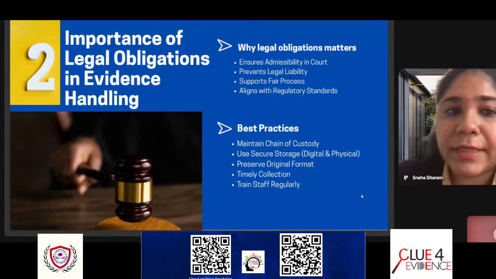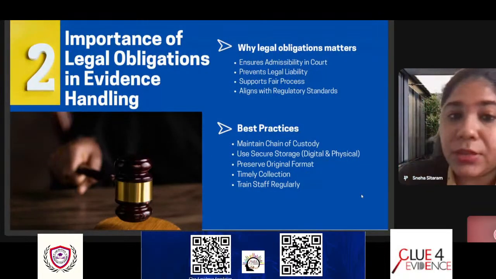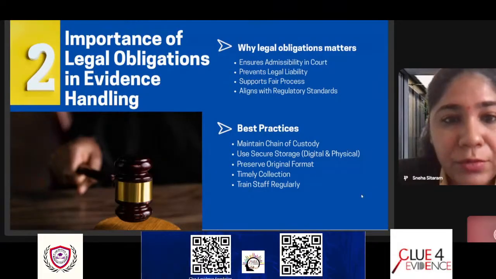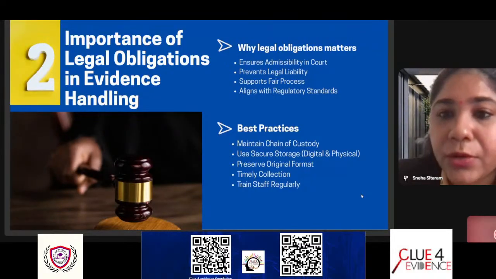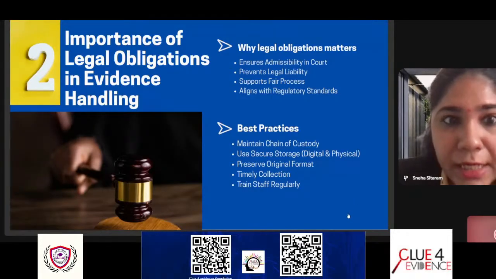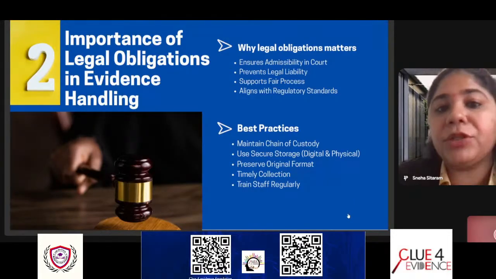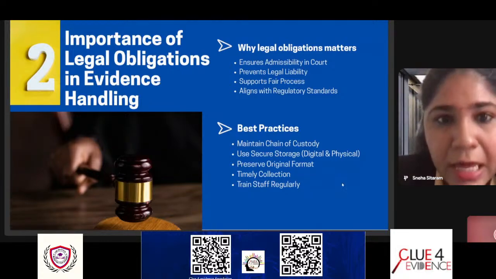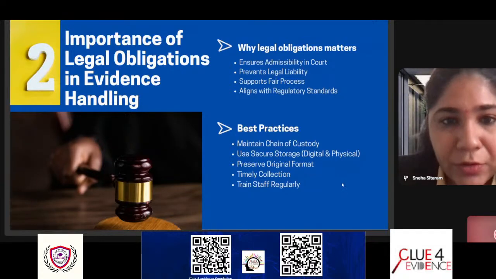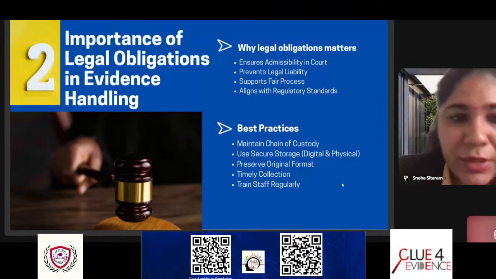Yeah, so this is relating to the legal obligation. This also we have seen, but in detail, we have to make sure that the evidence is admissible in court, and we will see what all the points are, how the evidence is to be collected, and what the rules are to be taken care of while making sure that this would be accepted in court. It also supports fair process and aligns with the regulatory standards.